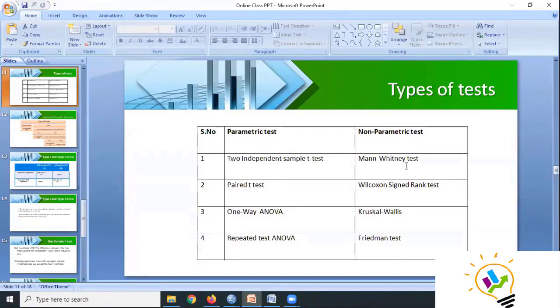So based on the data distribution for scale data, we can decide which type of test can be used, whether parametric or non-parametric. Parametric can only handle scale data, and that too the data should be normally distributed. But for non-parametric, there's no problem. It can handle ordinal data, nominal data, and scale data which is not normally distributed. Outliers are not important; we don't take them into consideration.